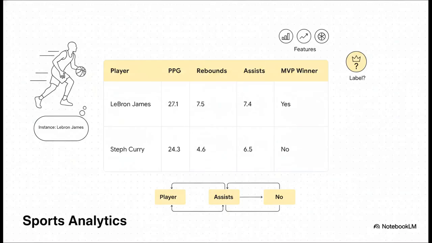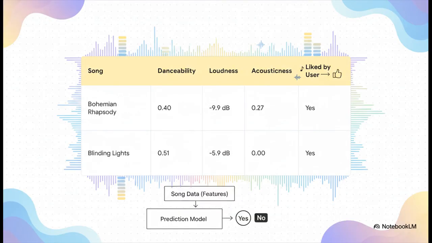Think about sports, like professional basketball. Each player, LeBron James, Steph Curry, they're each an instance, a row in the data set. And all their stats, points per game, rebounds, assists, you name it, those are all features. So what's the label? What are we trying to predict? Well, maybe it's something like, will this player win MVP this year? Yes or no?